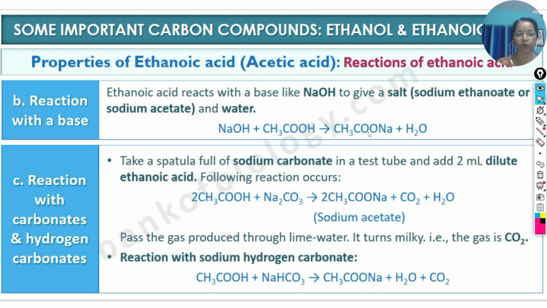We have learned this much before, isn't it? Now acid plus carbonate, acid plus metal hydrogen carbonate, both give you salt, water and carbon dioxide. We learned this while we were learning acids and bases, isn't it? So here also we are getting sodium salt, sodium acetate, carbon dioxide and water in both cases. So that is with NaOH and with the metal carbonates.